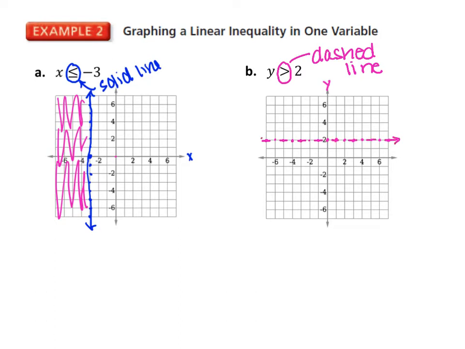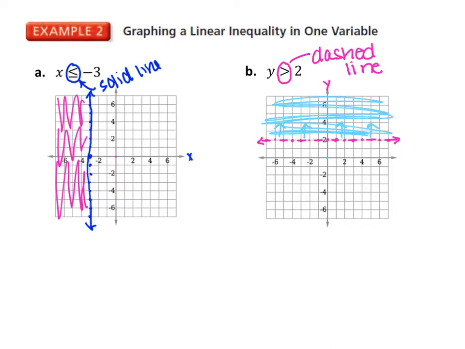I'm still going to put arrows at the ends of my line. But now I need to look at shading. It tells me that I want all of the y values that are above 2, greater than 2. So I check a number like 0. Is 0 greater than 2? It's not, so I don't want 0 to be shaded, which means I'm going to shade the other side of that dashed line. Or I could look at that and say y is greater than 2 means y is higher than 2, so it's above that line.